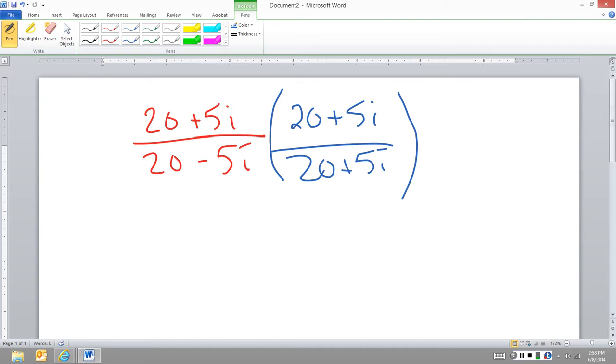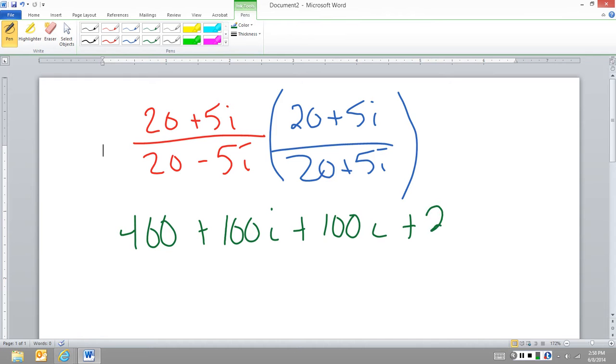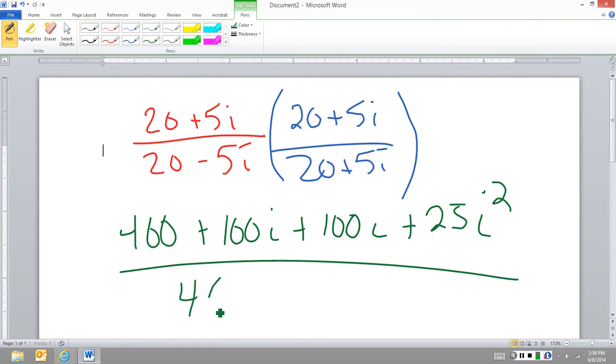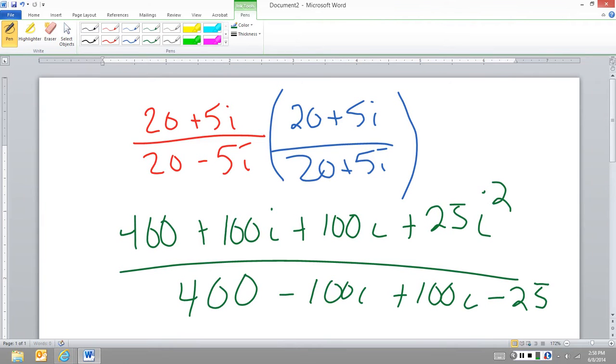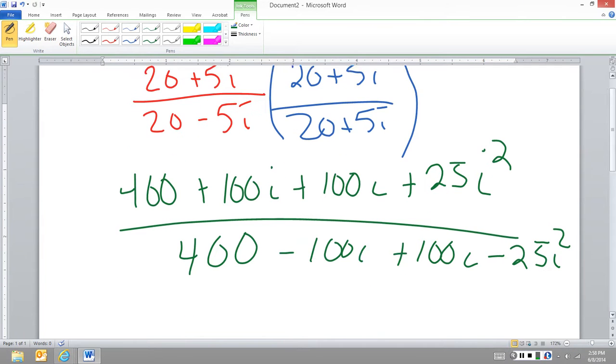And the reason this works is because, with i squared being -1, the middle term is going to fall out, and we're going to get rid of the i's. So what's happening here? I'm going to have to FOIL the top. So 20 times 20 is 400, plus 100i plus 100i plus 25i squared. And in the bottom, I also have 400 minus 100i, but now plus 100i minus 25i squared.